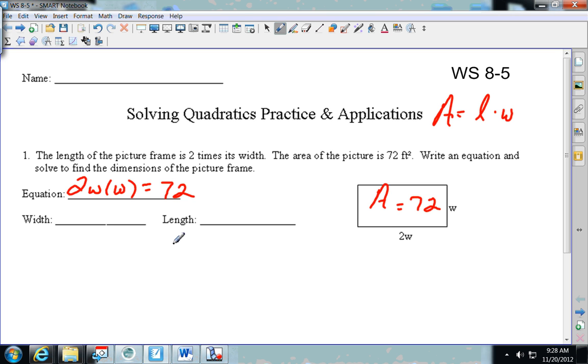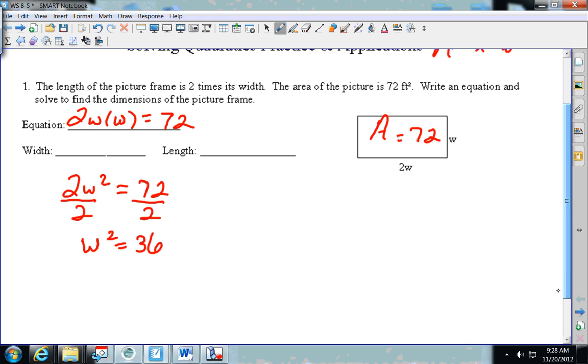Solving for w is the same as solving for x. 2w times w is 2w squared equals 72. Now you can do this one a couple different ways. One way would be to divide both sides by 2. W squared equals, what is that? 2 goes into 72 thirty-six. Then to get w, you would take the square root of 36, which is 6.